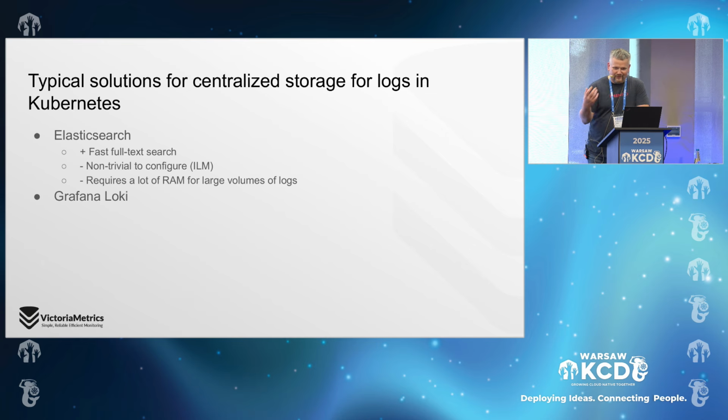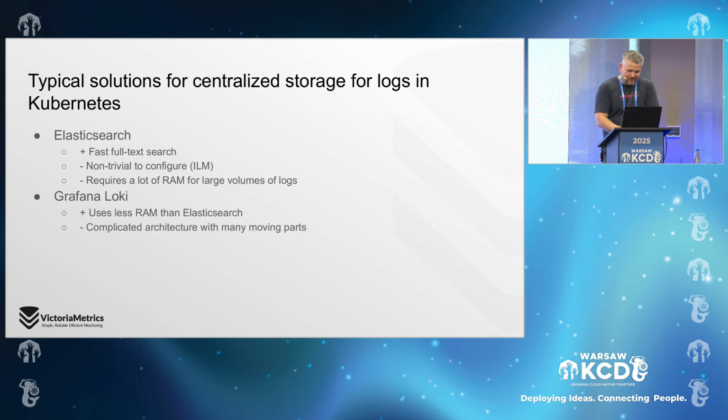Another solution is Grafana Loki, and Grafana Loki solves the main problem of Elasticsearch. It uses much smaller amounts of memory. It requires much smaller amounts of memory than Elasticsearch for these terabytes or petabytes of logs. But Loki has other problems.